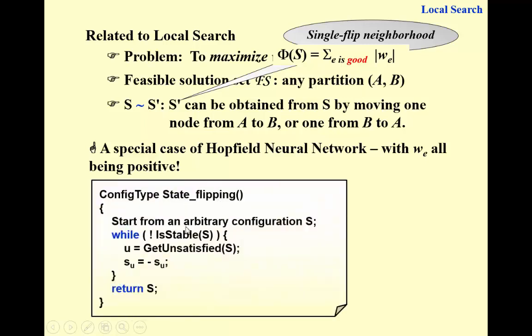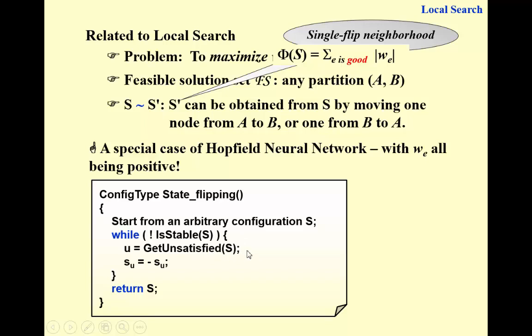We start from an arbitrary configuration. For example, at the very beginning, we assign everyone the same color. If this configuration is not stable, we try to find one node that is not satisfied and flip its state. And that's it. So here we have a very simple solution. When it terminates, we're going to end up at a local optimum, but not necessarily a global optimum, of course.